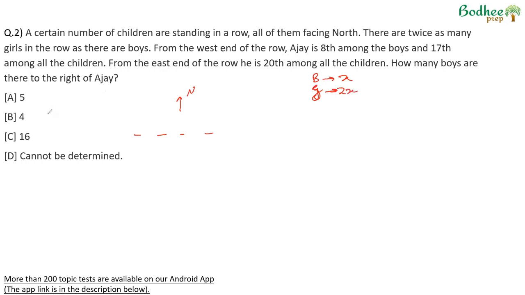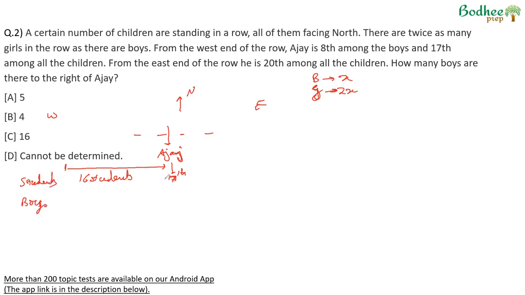So this will be west, this will be east. From the west end of the row, Ajay is 8th among the boys and 17th among the children. So from here, if we look at it, there are 16 students on the left of Ajay from the west, and therefore Ajay is 17th. Also, this is amongst the students. And if we look at amongst the boys, Ajay is 8th.